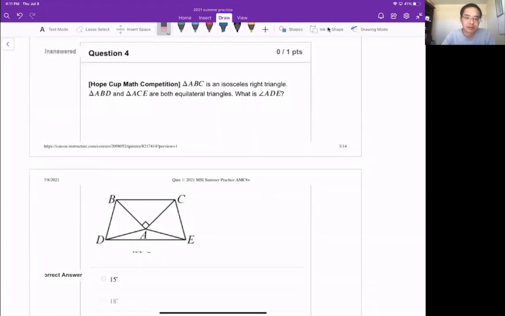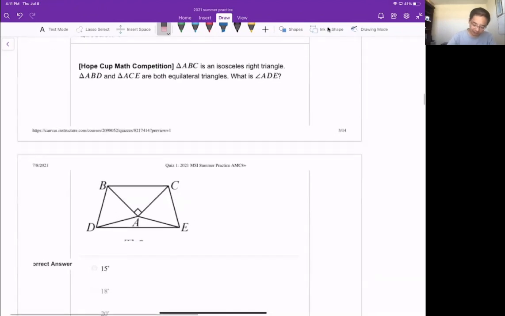Question number 4. The problem says here we have a triangle ABC. It is an isosceles right triangle. Triangle ABD and triangle ACE, they are both equilateral triangles. And the question is, based on those assumptions, what is the angle ADE? There are different ways to solve this problem.